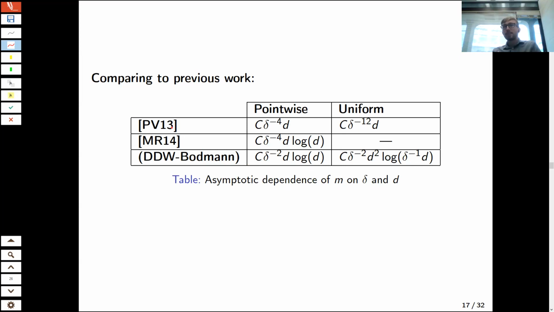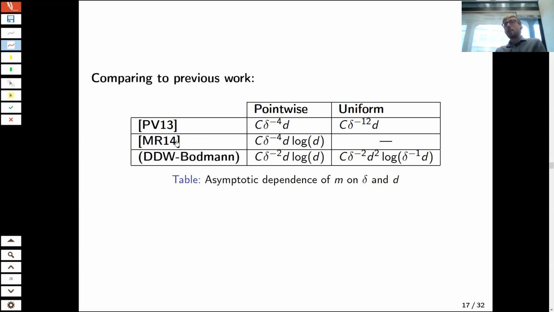So this first row of this table is a paper by Quantum Machine on one-bit compressed sensing. This is not a paper that was designed to do one-bit phase retrieval, but you can massage things so that their results apply to phase retrieval, and you'd get that you need a number of measurements on these orders here. Delta to the -4 times d is constant for pointwise, and delta to the -12 times d for uniform to get accuracy of delta.